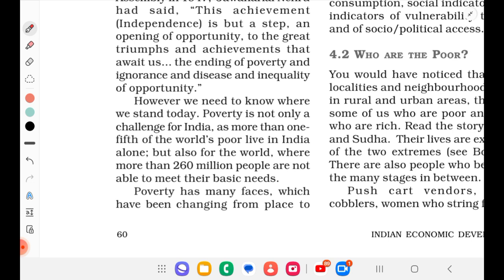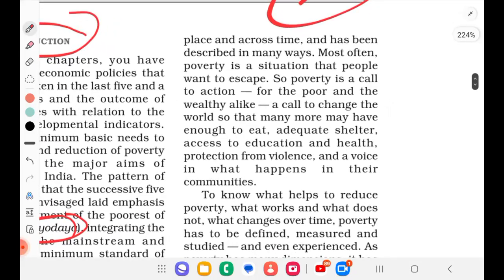Poverty is not only a challenge for India, as more than one-fifth of the world's poor live in India alone, but also for the world. More than 260 million people there are not able to meet their basic needs. Poverty has many faces, which have been changing from place to place and across time, and has been described in many ways. Most often, poverty is a situation that people want to escape. So, poverty is a call to action for the poor and the wealthy alike.